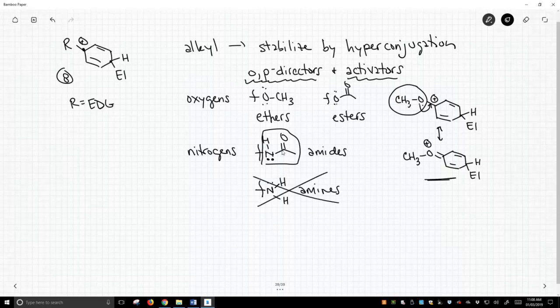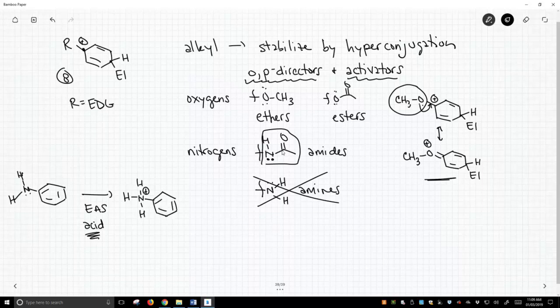Amines are not activators. So what's the problem with amines? Well, in almost every electrophilic aromatic substitution, what happens is, and let's put an amine on here, try to make it legible. We do an electrophilic aromatic substitution, and if you go back and look, almost all these are performed under acidic conditions. Well, what is this amine going to do under acidic conditions? It's going to get protonated.